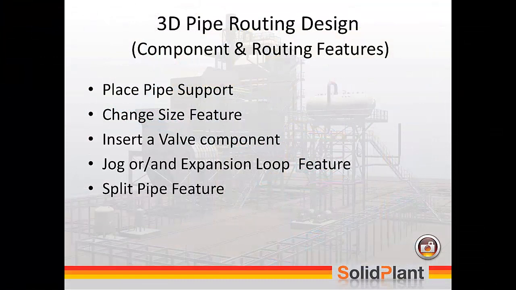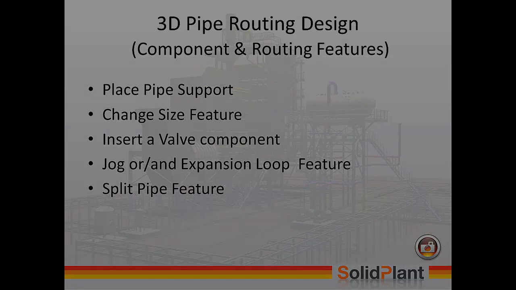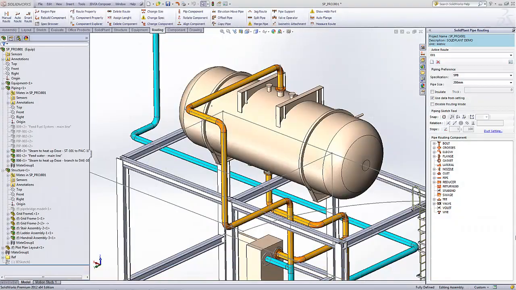Now I'm going to show how to add some components to the pipe routing and use some more features of SolidPlan like change size, yoke or expansion loop, or split pipe. Now we are going to start adding the components.